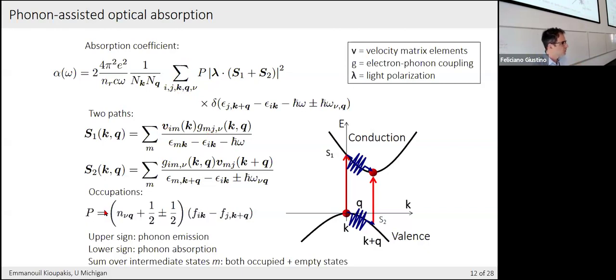And last but not least, we need to account for the occupations to ensure that we go from occupied to empty states, and that we also take into account the phonon occupancies, where the population of phonons also come in. Okay. One note: when we sum over intermediate states M, we sum over both occupied and empty states, because this is just a perturbation theory expansion. So the fact that the states are occupied doesn't mean that you don't take them into the sum.